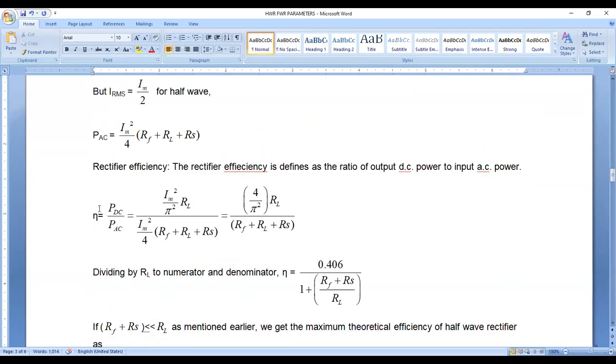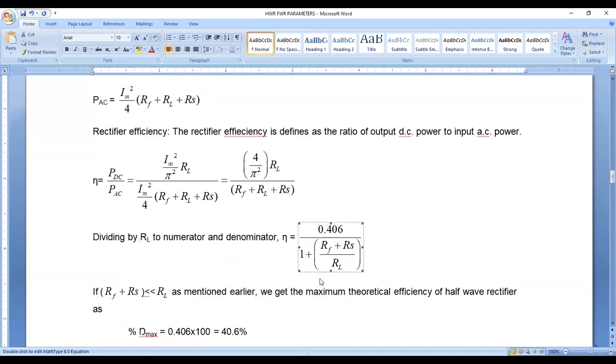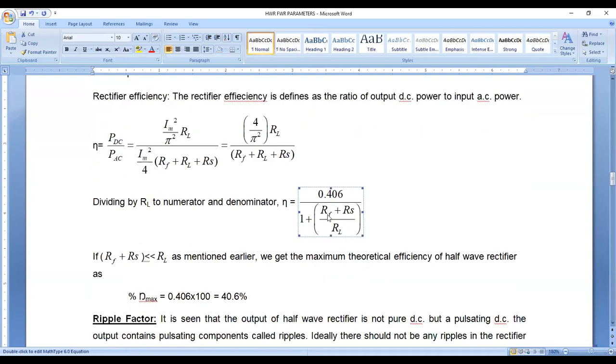Substitute this PDC and PAC in the efficiency formula, PDC by PAC. Substitute these two values. Then you are going to get the efficiency as 0.406 by this value. Now we can neglect this value. RF plus RS is very, very small. So this total part will become negligible. That means the denominator is going to be a negligible value. Then this total value will become 0.406. So that's why the efficiency in the case of a half-wave rectifier is only 40.6 percent. This is your half-wave rectifier parameters.